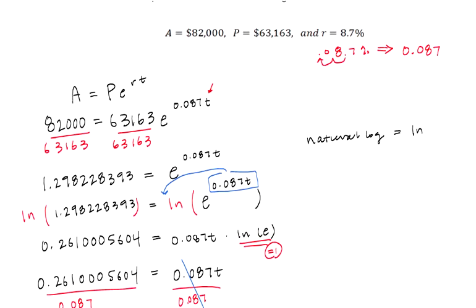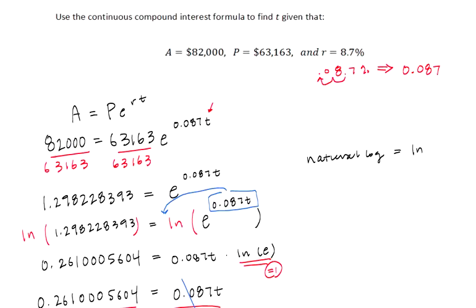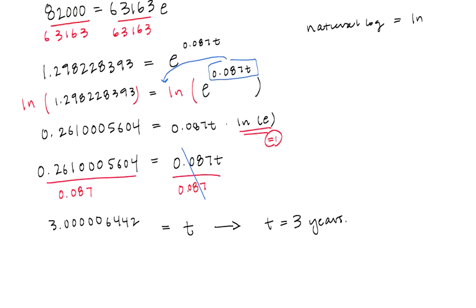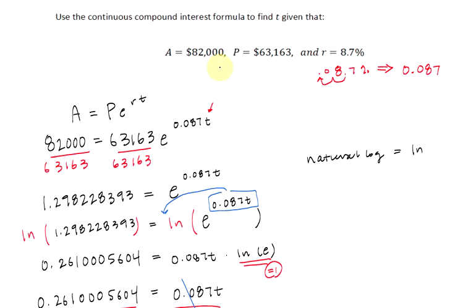So going back to the original problem, if this were a continuous compound interest situation and you had an initial amount invested or borrowed of $63,163 at an interest rate of 8.7%, then in approximately 3 years, because we found t to be 3, that money would grow to $82,000.